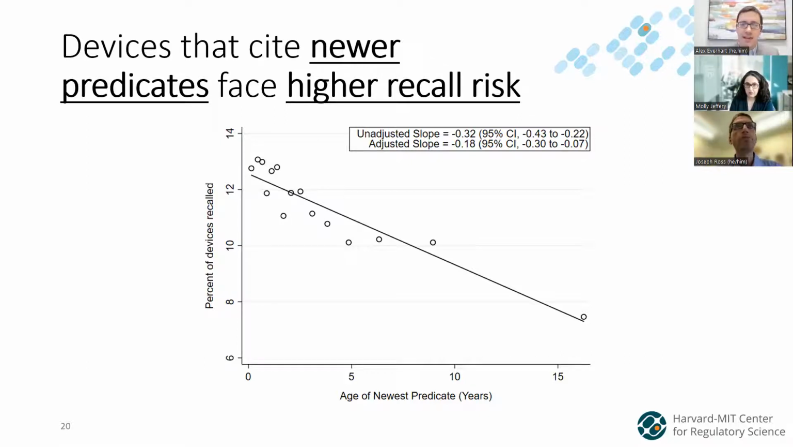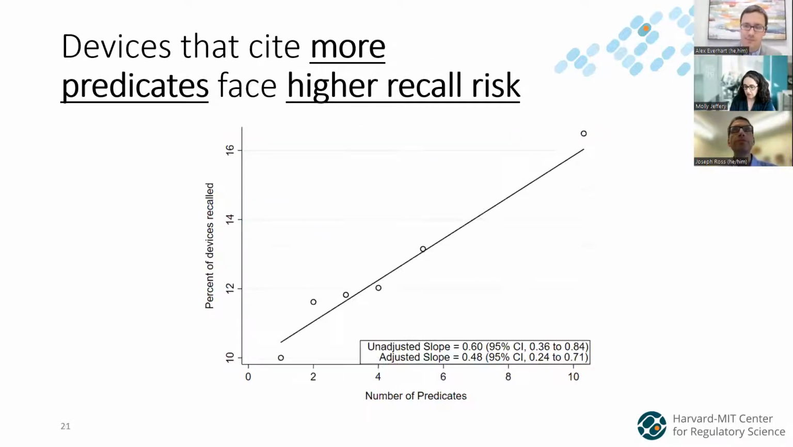About 11% of in-sample devices experienced a class 1 or class 2 recall. And we find that increasing the age of the newest predicate by 1 year is associated with a 0.3 percentage point decrease in the probability of experiencing a class 1 or class 2 recall, or about a 3% decrease relative to the mean recall probability. And that effect size is attenuated slightly after adjusting for other predicate characteristics, product type, manufacturer, and year of approval.